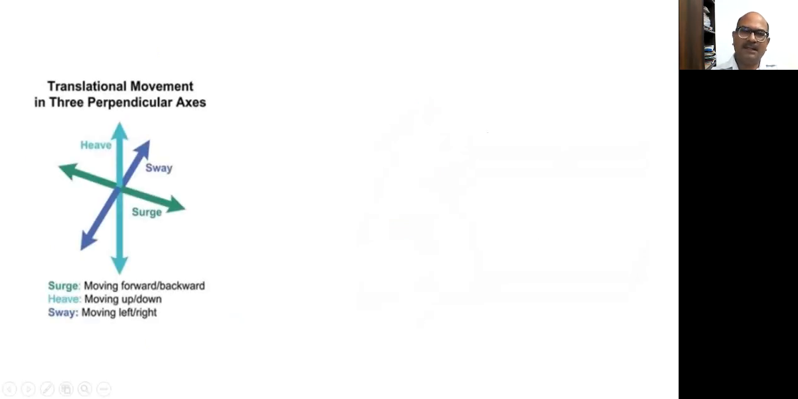Now, if we see the translational movement in three perpendicular axes, it can be taken as surge, moving forward and backward. It can take heave, moving up and down, and it can sway, moving left and right. Kindly consider this as the translation movement in three perpendicular axes: surge is moving forward and backward, heave is moving up and down, and sway is moving left and right.